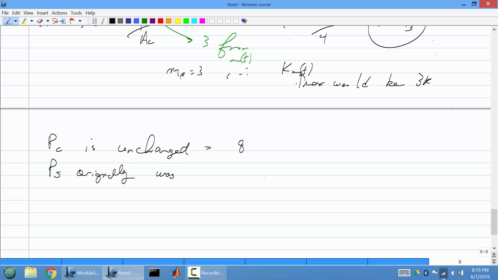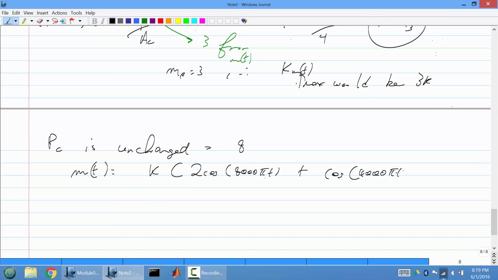Let me see here. So it was, no, actually, let me do it this way. So our message signal now is equal to k times 2 cos 8,000 pi t plus cos 4,000 pi t. So what'll happen is that I have to bring this inside. So this becomes 2k cos 8,000 pi t plus k cos 4,000 pi t.